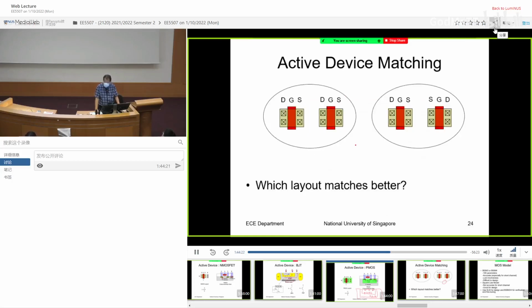Now for this question, I'm going to have a poll again. Which one matches better? Let's say you have two transistors. These two transistors on the left hand side: drain, gate, source; drain, gate, source. On the other side: drain, gate, source; source, gate, drain. So which one will match better?